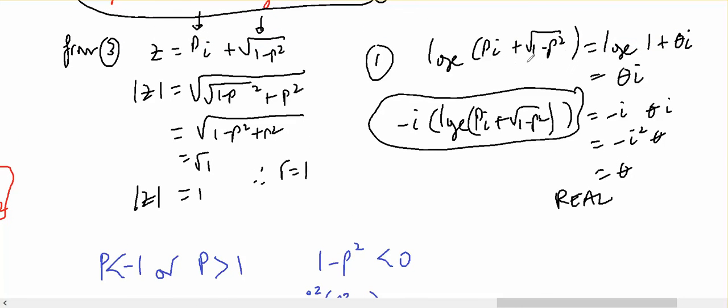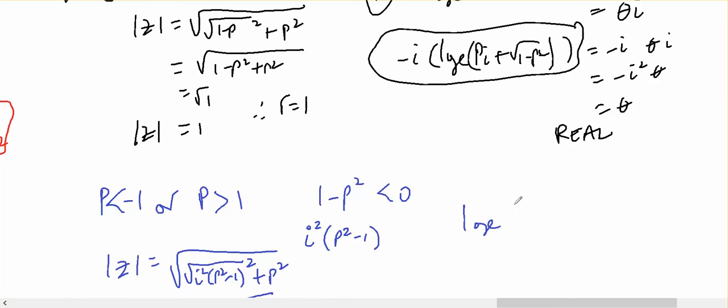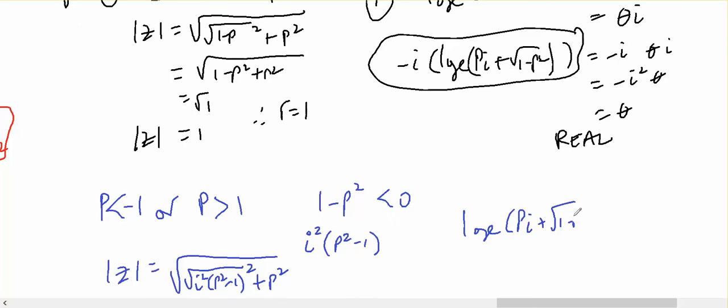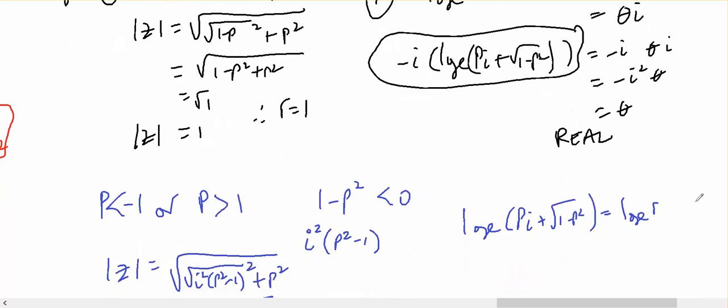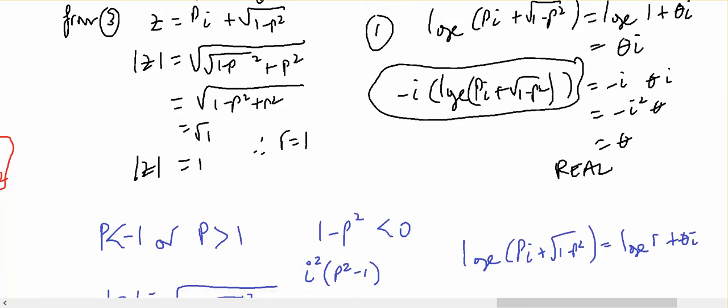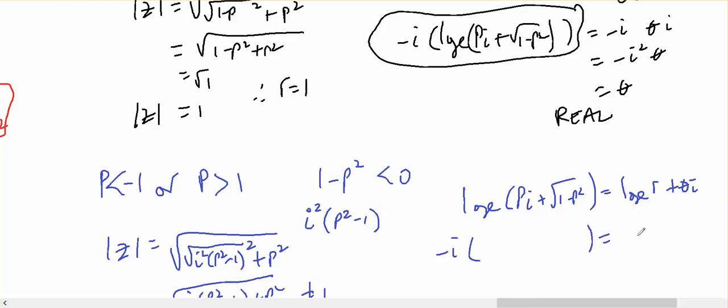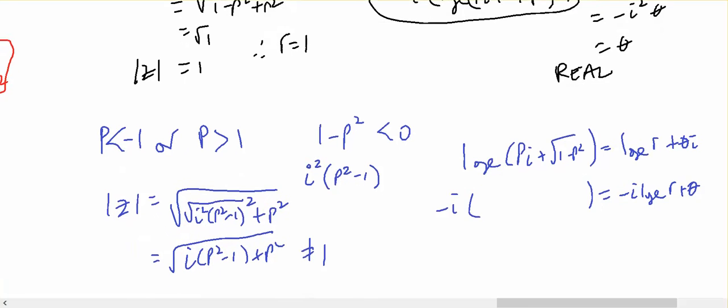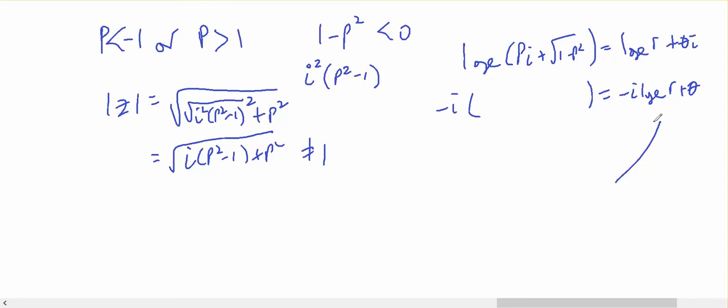Which means that when I come over to here and I do this, log base e of p plus i times the square root of 1 minus p squared will equal log base e of r plus theta i, so that when you multiply that by negative i times all of that, you get negative i log base e of r plus theta. And that's not real, because there's an imaginary component, which will be negative log base e of r. And that's the proof.